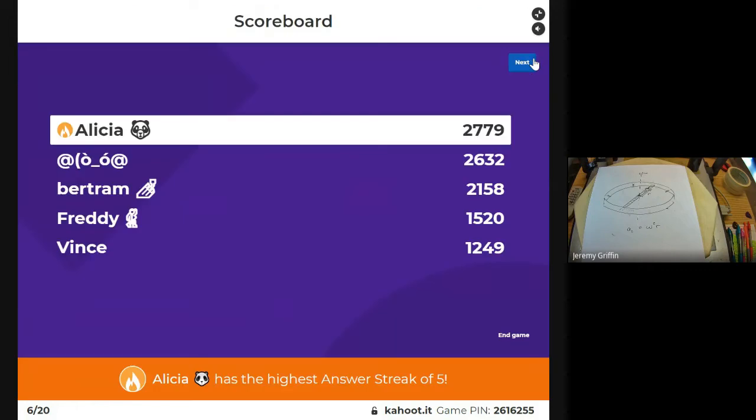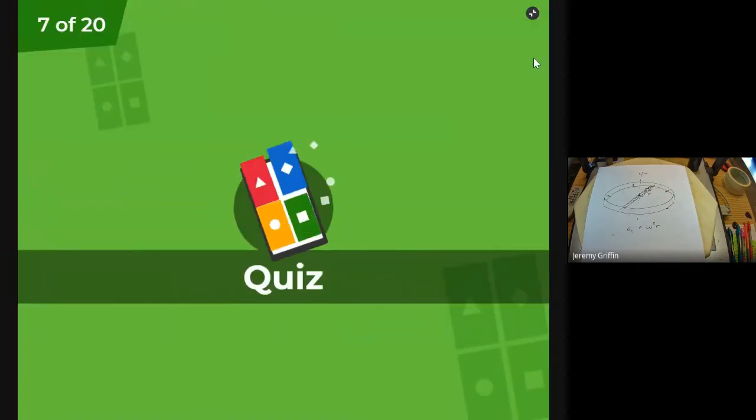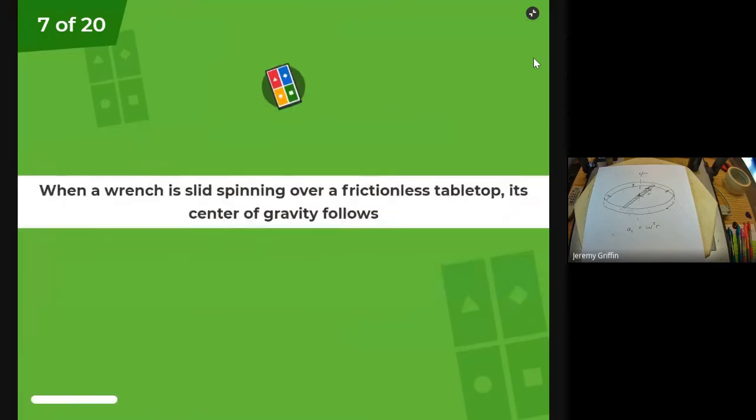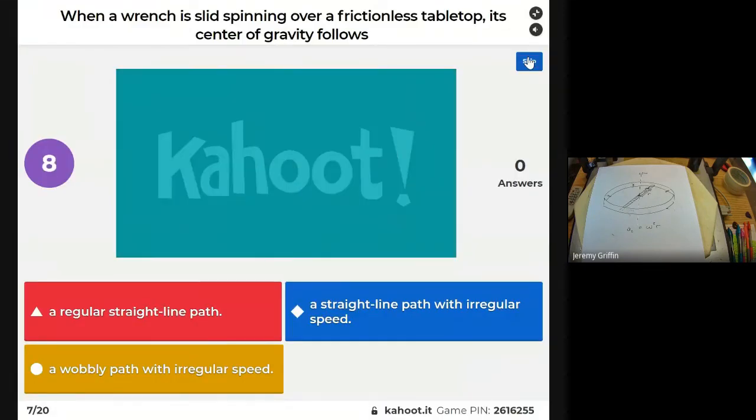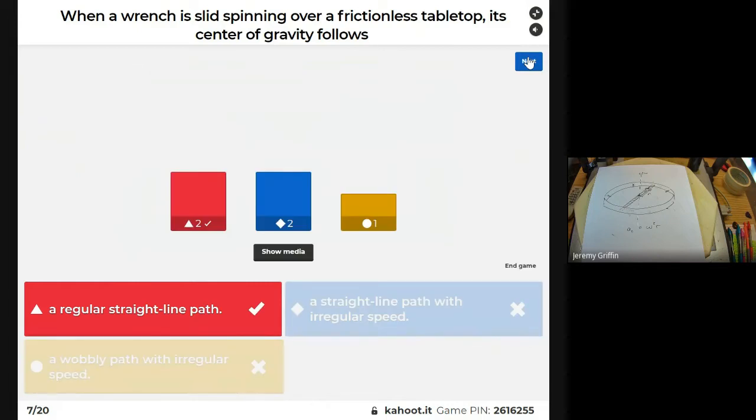Next question. Scoreboard. Casey undercover, hopping in the top 5. Alicia on fire, still in the lead. When a wrench is slid spinning over a frictionless tabletop, its center of gravity follows... It is a regular straight line path.